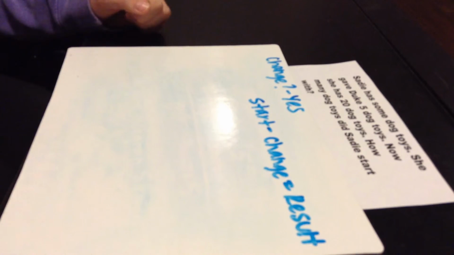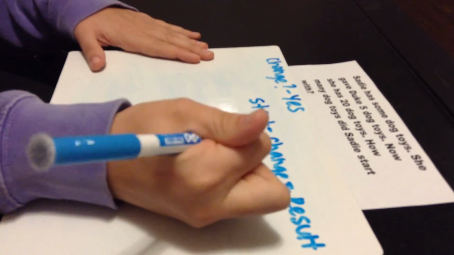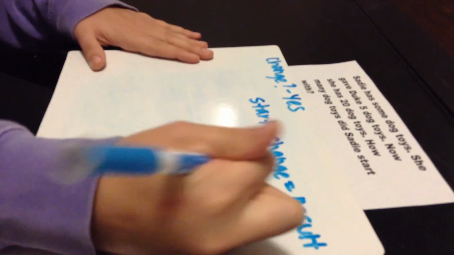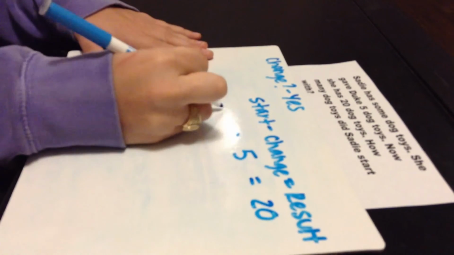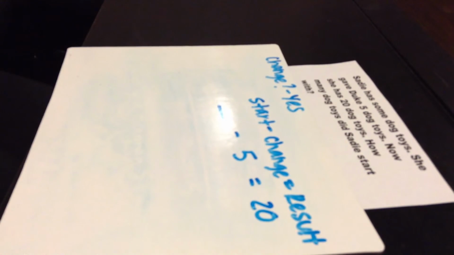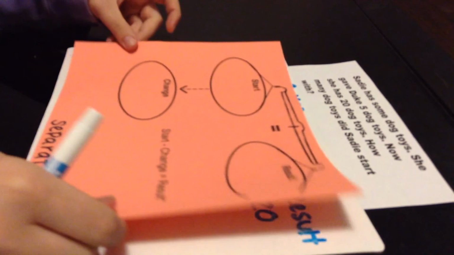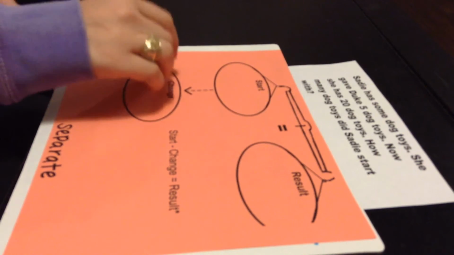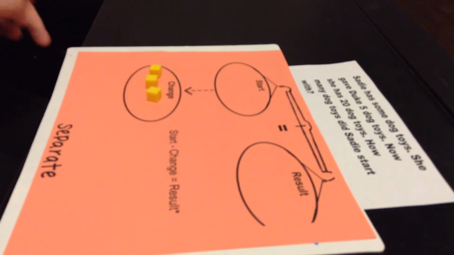So we know Sadie gave 5 toys to Duke. And we know that Sadie now has 20 toys. So we're looking for the start. So we take out our separate structure model and we fill it in using our base 10 blocks. We know that Sadie gave 5 dog toys away. So we're going to put 1, 2, 3, 4, 5 units or 5 dog toys in the change. And we know that Sadie is left with 20 dog toys.